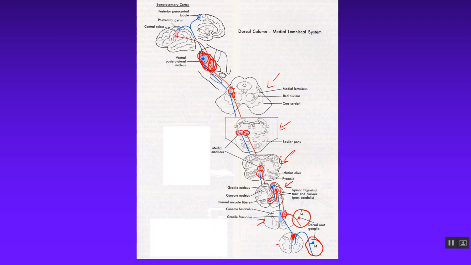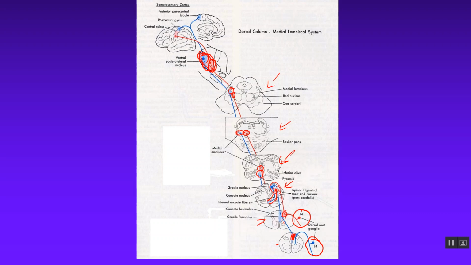It maintains some somatotopic arrangement throughout. They don't totally mix. Do you see what I'm saying? Those fibers stay a little bit separated, and sometimes it's important to know that because lesions affecting certain regions could lead to more upper versus lower body involvement.